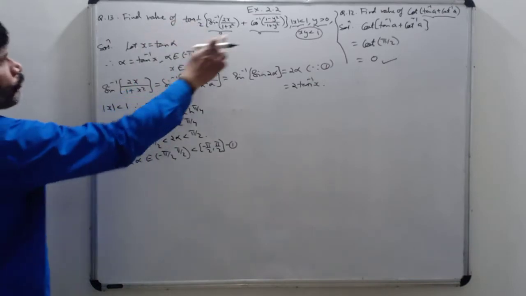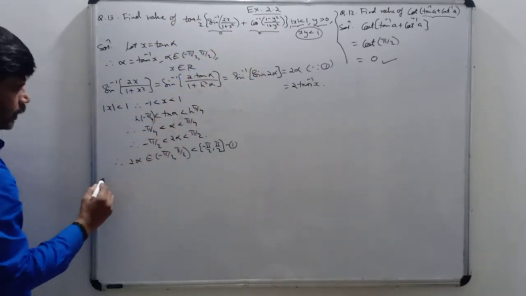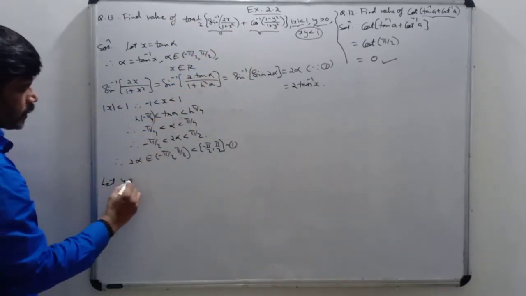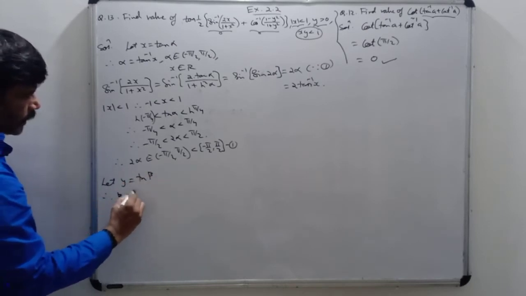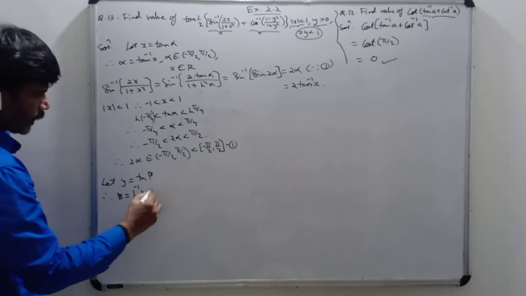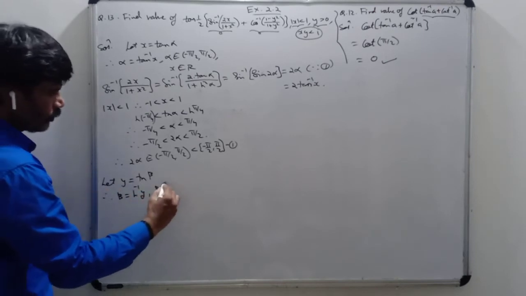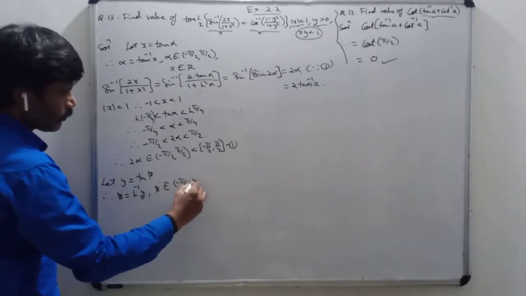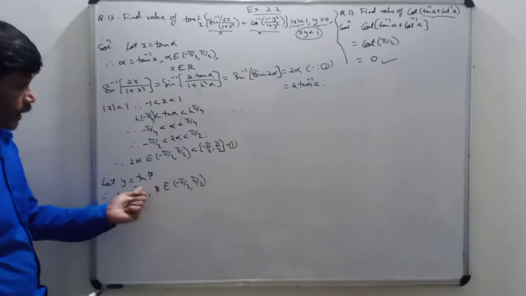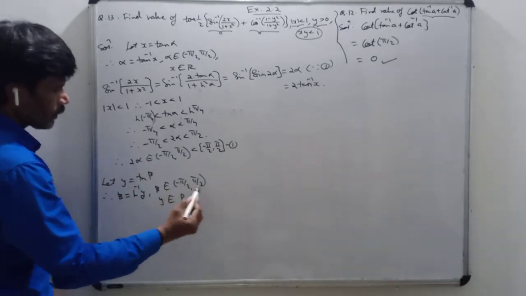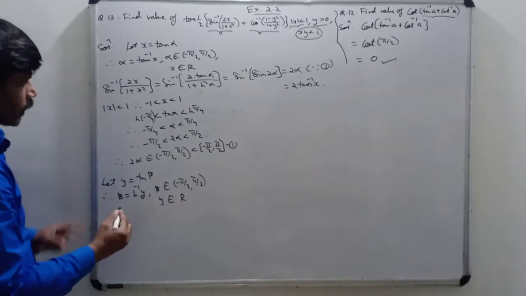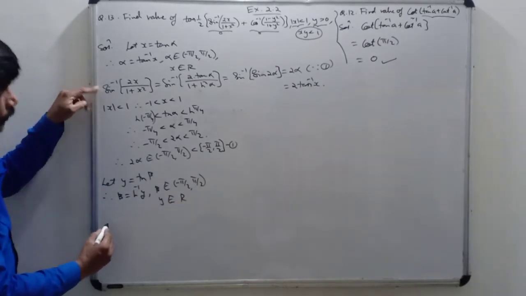Now for this part I'll assume let y is equal to tan beta. So therefore beta is equal to what? Tan inverse of y. The condition is what? Beta should belong to the open interval minus pi by 2 to pi by 2, because the domain of the tan function is this open interval minus pi by 2 to pi by 2, and y belongs to R, the codomain of the tan function.